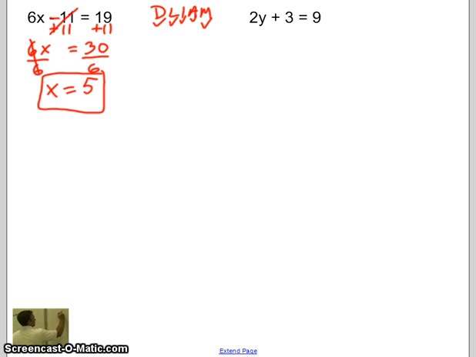Alright, over here 2y plus 3 equals 9. Distribute? No. Like terms? No. Inverse? No. Add? Well, we have addition, so we're going to use subtraction. 2y is left over on this side. 9 minus 3 is 6. And then we do multiplication or division. Well, we have division, 2y. So we're going to divide that by 2 to get rid of that 2. We're left with y over here. 6 divided by 2 is 3.